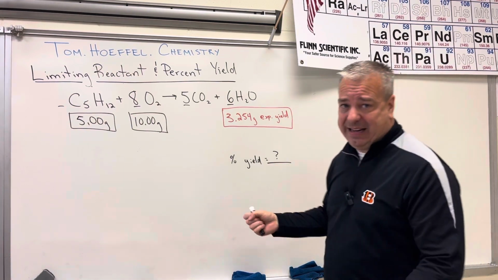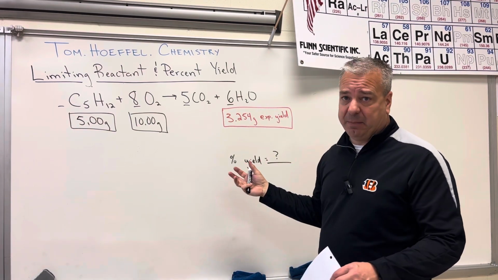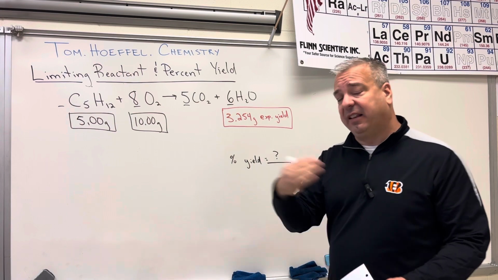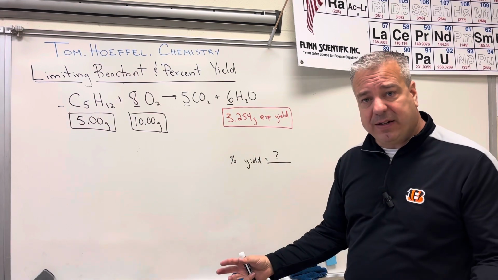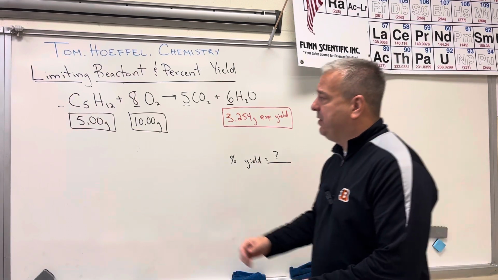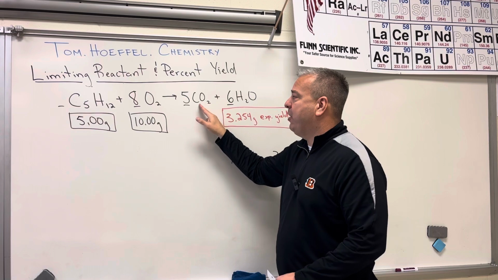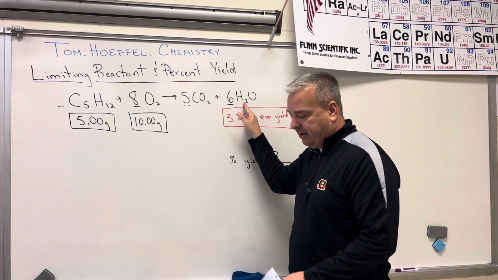Okay. In today's video, we're going to do an extra problem from our limiting reactant and percent yield series. The last video showed you how to do everything. This video is all about just doing a practice problem. So in this problem, we got pentane reacting with oxygen to make carbon dioxide and water, okay?